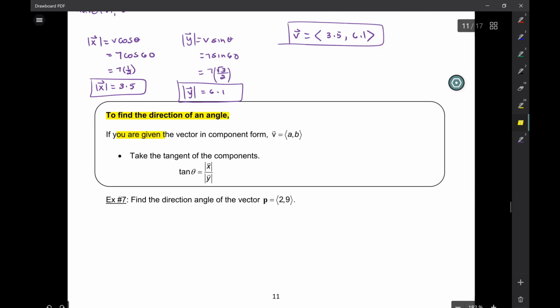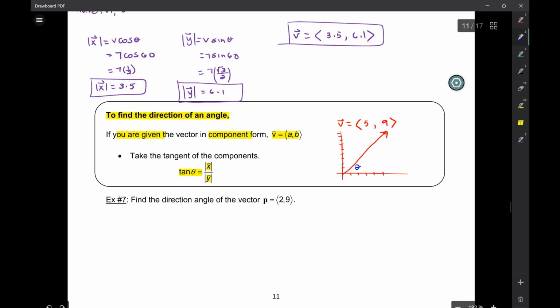If you're given the vector in component form, like v equals a comma b, then to find the angle, you have to take the tangent of the two of them. Why? Suppose v is equal to 5 comma 9. How does that look if you graph it? You go 5 in the x and then 9 in the y. And that looks like that. So now what I want to find is this angle here.